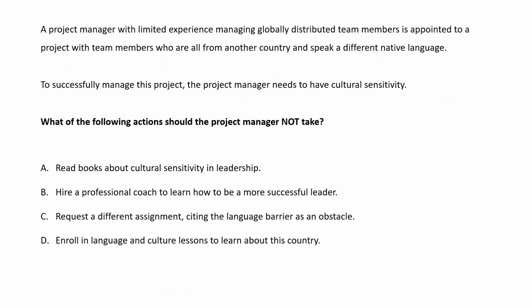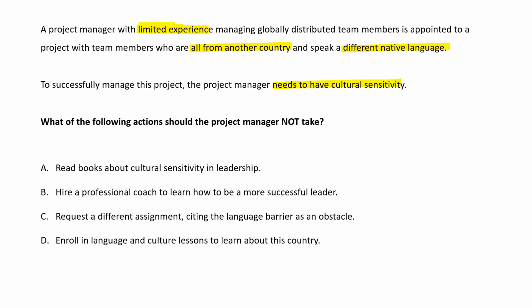Next. Now let me show you with the highlighter also. A project manager with limited experience managing globally distributed team members is appointed to a project with team members who are all from another country and speak a different native language. To successfully manage this project, the project manager needs to have cultural sensitivity. When it comes to cultural sensitivity, it's related to, again, ground rules. And he's saying limited experience.